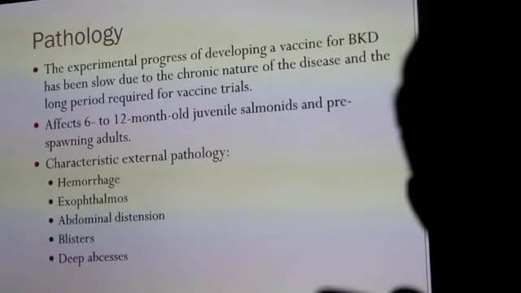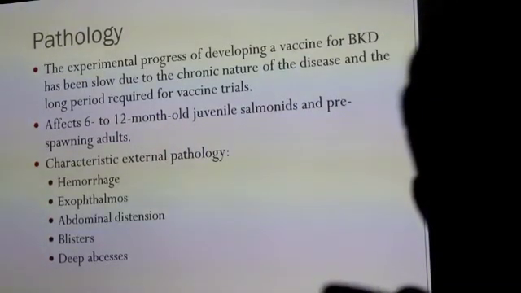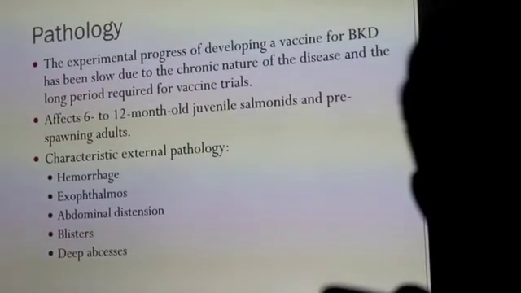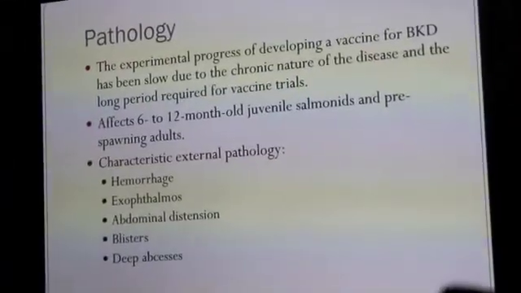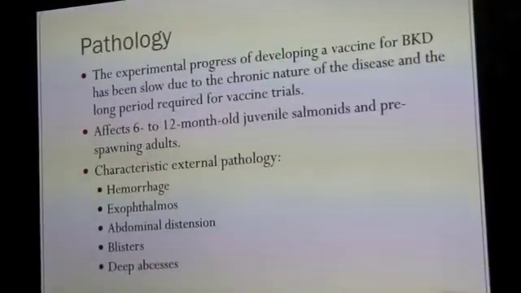The experimental progress for developing a vaccine has been very slow because of the chronic nature of the disease and the long period required for vaccine trials. But we're hoping that with earlier detection of RS, we can treat the disease sooner. It affects 6 to 12-month-old salmonids and pre-spawning adults.